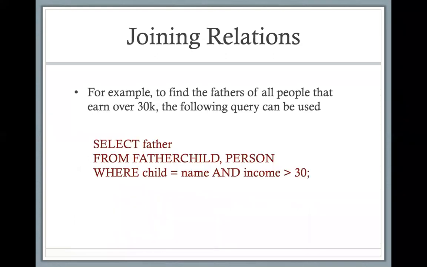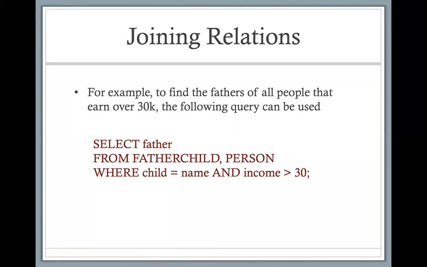Let's see an example. For example, to find the fathers of all people that earn over 30K. So I want to find people that earn over 30K and then find their fathers. The information about fathers is in the table father-child. The information about the income of people is in the table person. So I need to join these two tables.